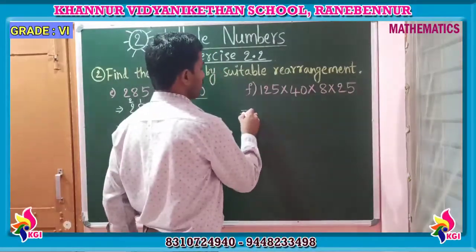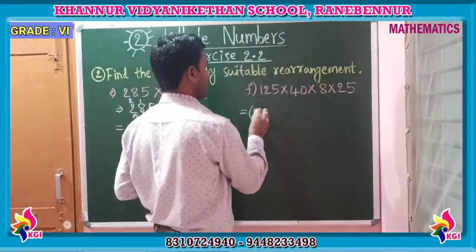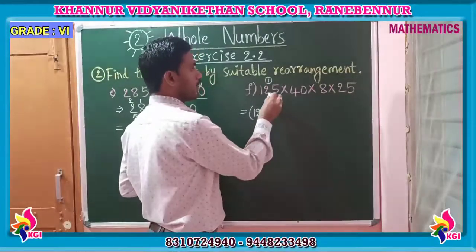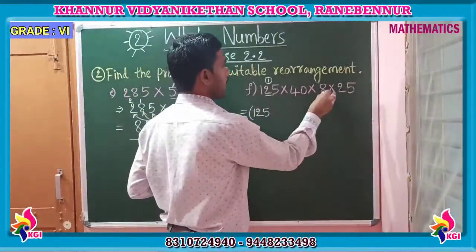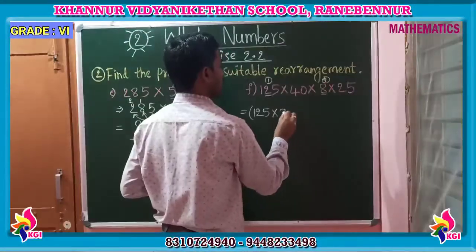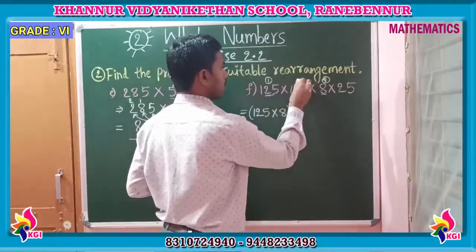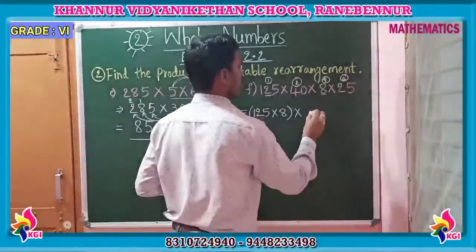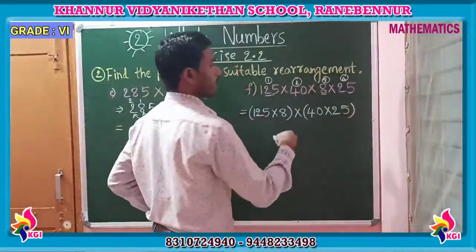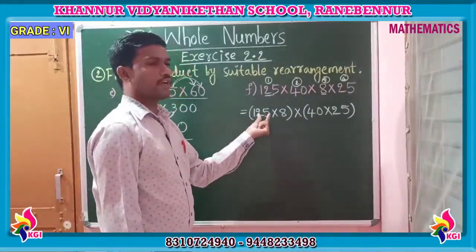Now here also 4 numbers are there, 125 into 40 into 8 into 25. First of all you can rearrange this question like this. 125 is the first number. Now you take this first number and this third number together, and take this second number and this fourth number together. 40 into 25 you take together, that is your second group. This is the 125 into 8.